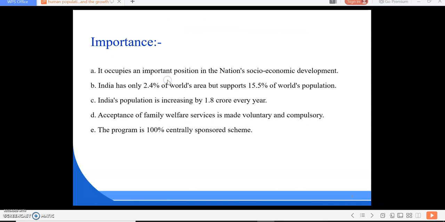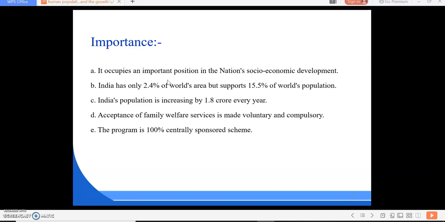So, what is its importance? The family welfare program occupies an important position in the nation's socio-economic development. India's population, which was 34 crores in 1947, crossed the 100 crore mark by 2000 AD. India has only 2.4% of the world's land area, but it supports about 15.5% of the world's population. India's population is increasing by 1.8 crore every year.